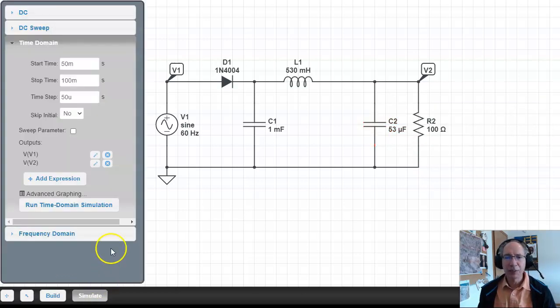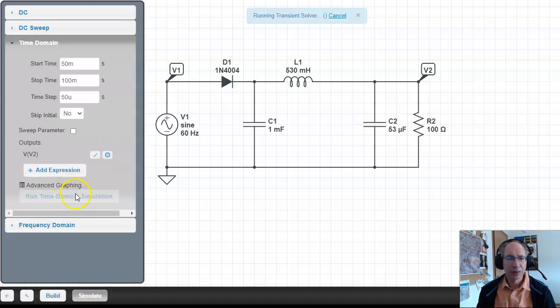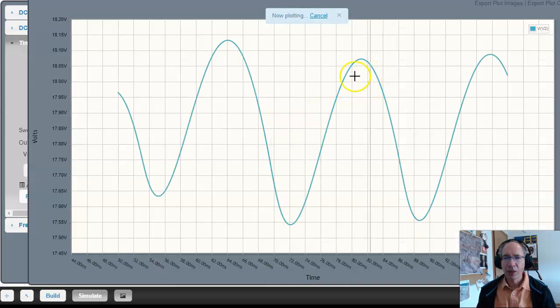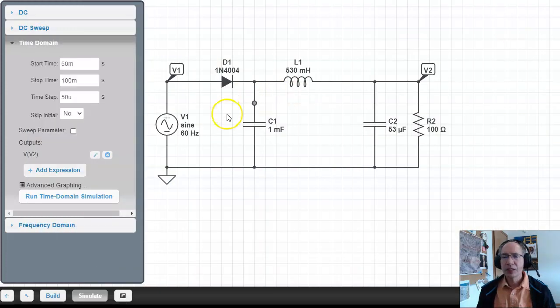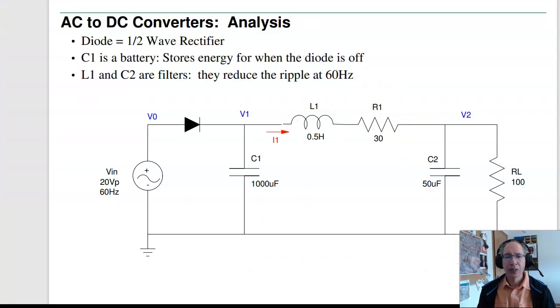Now when I simulate it, let's just look at V2. Now I've got a DC term and an AC term, the AC being the peak-to-peak ripple. The peak-to-peak ripple is even smaller. So that's kind of the idea. I have a battery right here in C1, and L1 and C2 are filters, trying to reduce the AC ripple. So that's what we want to get to.